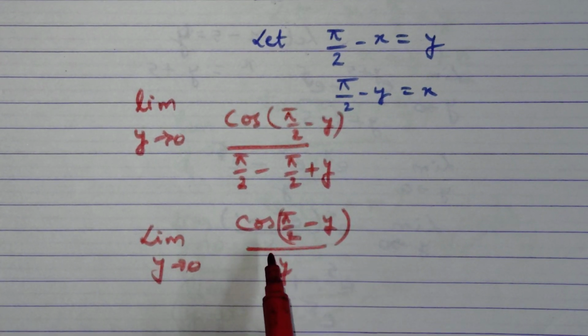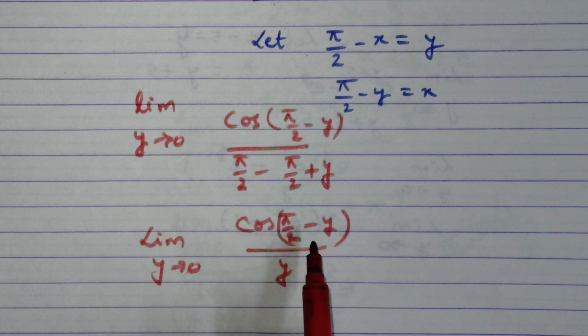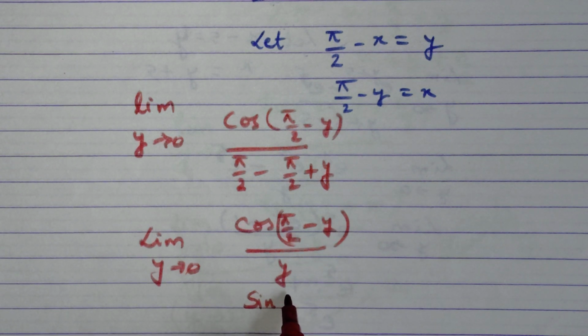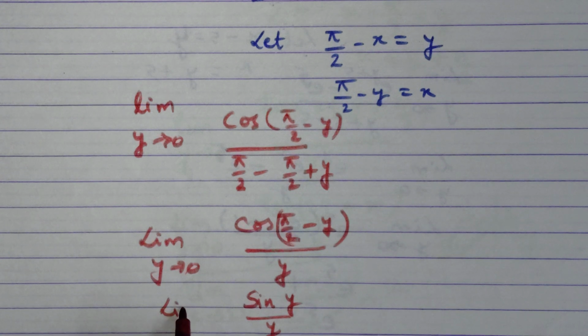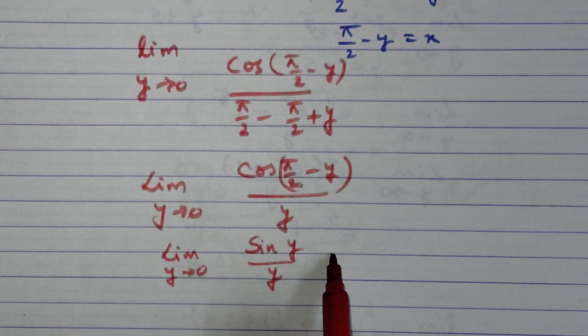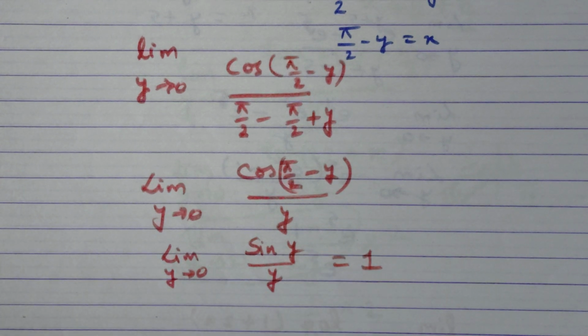So here cos(90 minus theta), it means first quadrant. So it means cos is positive but the name is changed. So the complementary angle property says it becomes sin y upon y. So limit y tends to 0 and sin y upon y, this is the identity, its value is 1.